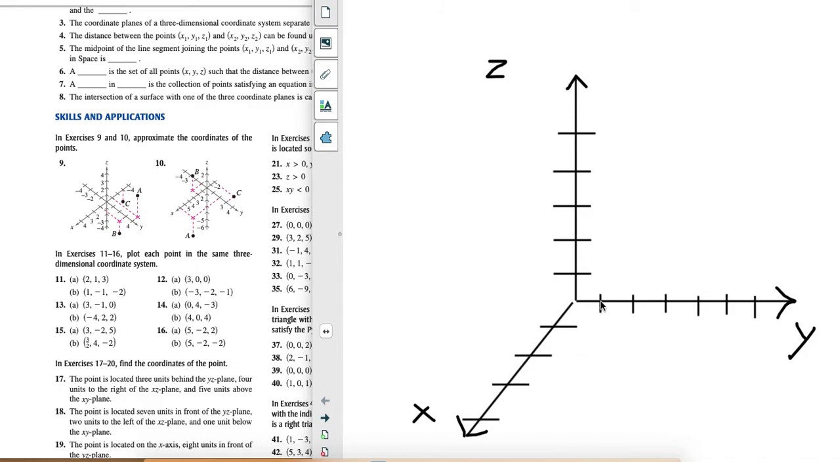You can imagine all of these line segments coming down at, say, angles like this. From this spot down at angles. Okay.